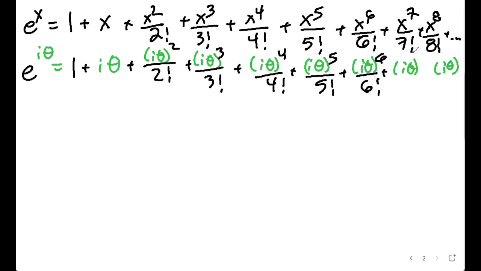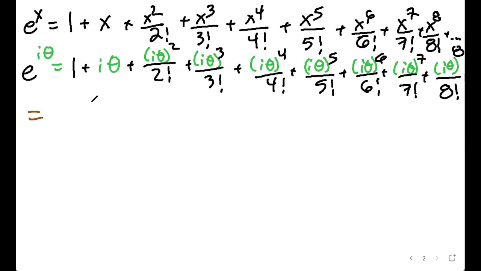This is just filling in. So this is the Maclaurin polynomial for e to the i theta. Oops. That was supposed to be a 7 factorial there. And there's our 8 factorial. Okay, so what happens? Let's rewrite this.